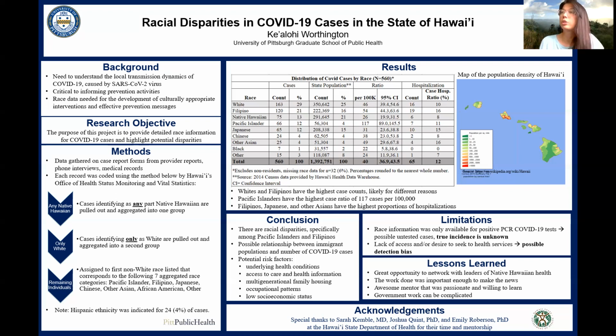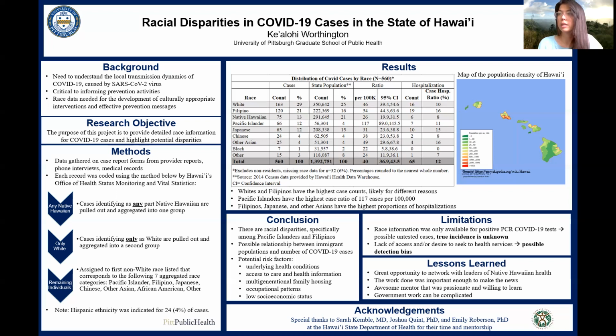And the results from using this methodology are located in the middle towards the right. So Pacific Islanders had the highest case ratio of 117 cases per 100,000 in their population. This was double the second highest, which was Filipinos, who had 54 cases per 100,000. Filipinos, Japanese, and other Asians have the highest proportions of hospitalizations, and our death count was pretty minor. It was very small, so due to cell count, those numbers weren't released at this time. This data is from June. And I have continued to work with the Department of Health as a data specialist up until the present. So the patterns that you see here pretty much persisted as case numbers rose.